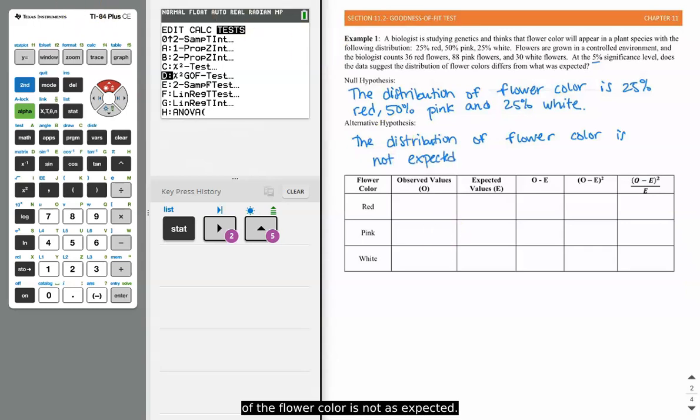Okay, so actually, it should be not as expected. There we go. Okay. So now I'm ready to fill in the table, right? It says my observed values, expected, and so observed values, right? This is what I observed. So we said 36 red, 88 pink, and 30 white.